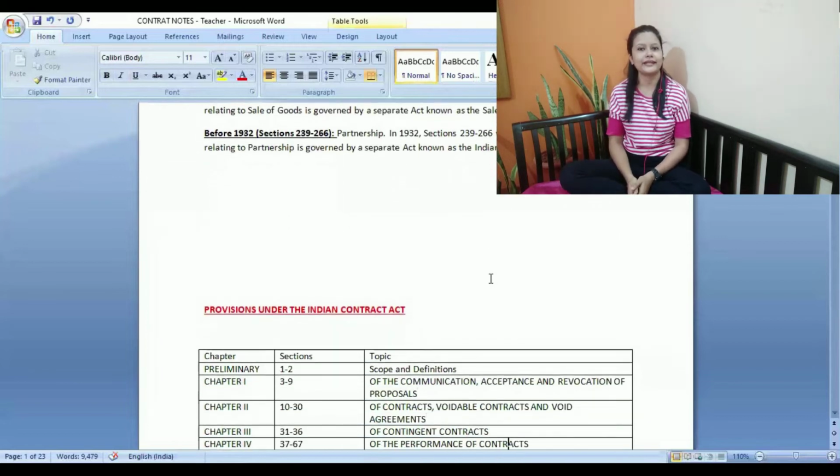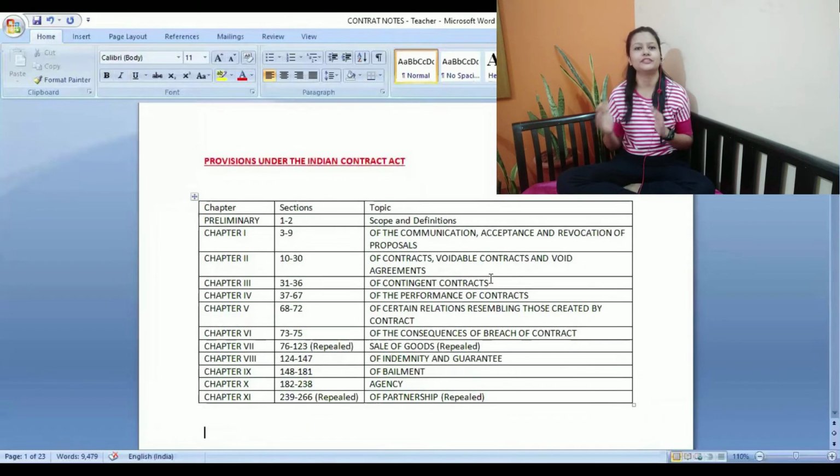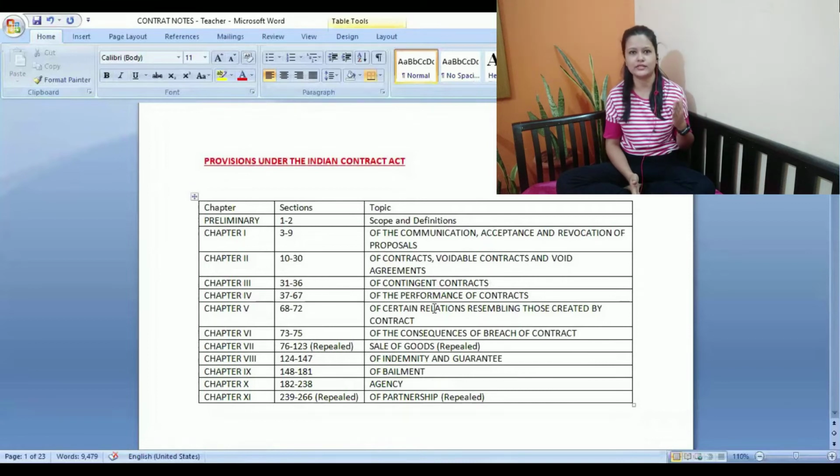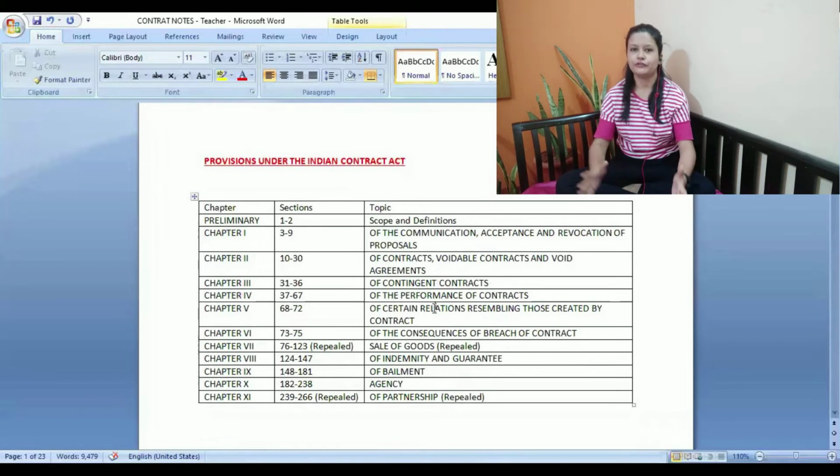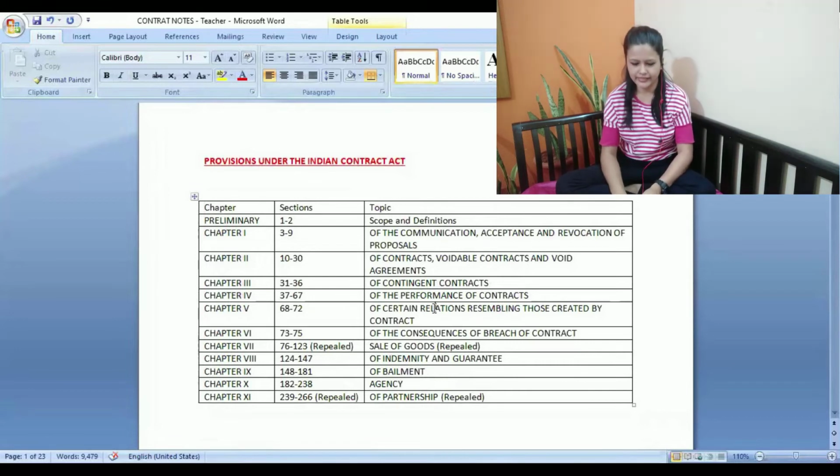The Indian Contract Act is divided into 11 chapters. If you see the Bare Act of the Indian Contract Act, then you would see all those 11 different chapters and also what all sections are there in each chapter. So the first part of the Indian Contract Act is mentioned as the preliminary part. It contains only two sections, Section 1 and Section 2.